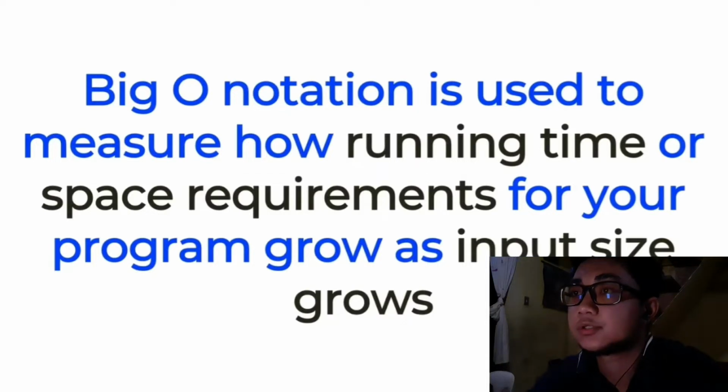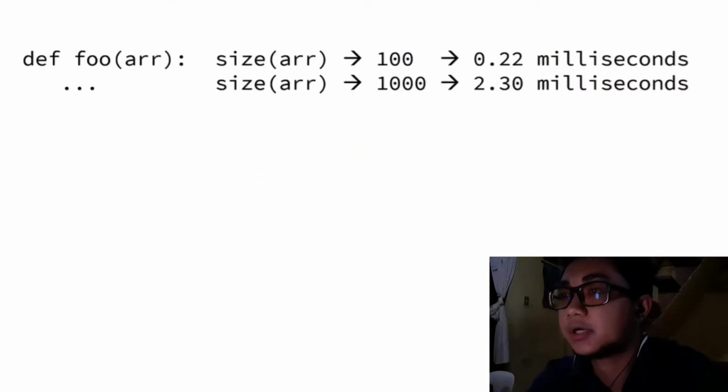Big O notation is used to measure how running time or space requirements for a program grow as the input size grows. In this video, we're only talking about running time. Let's say you have this function which takes an array or a list as an input, and it does some processing and returns some output.